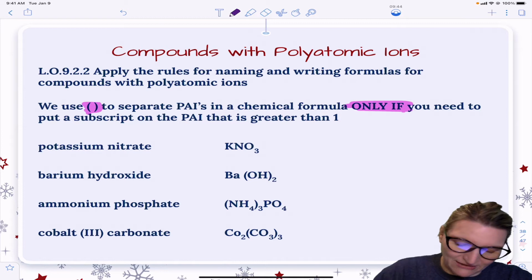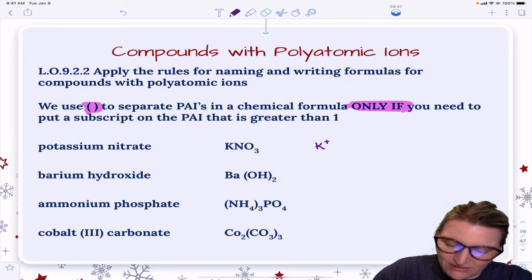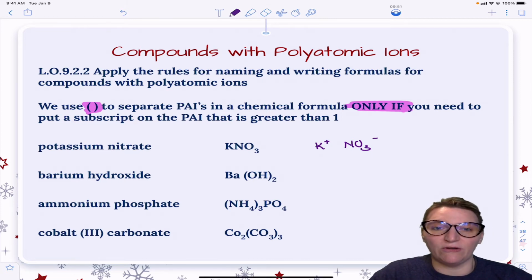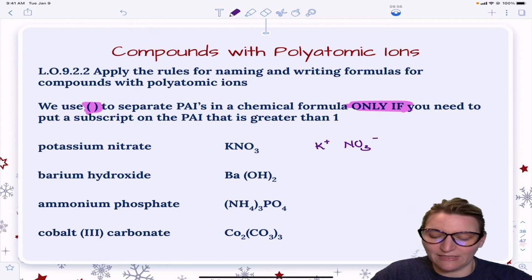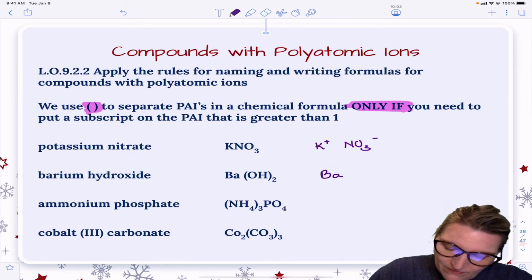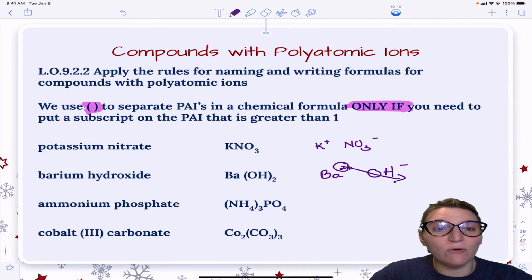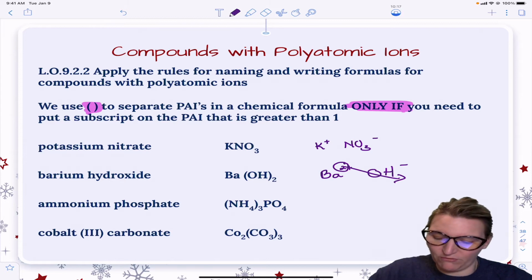So for example, potassium nitrate, right? Potassium is a +1 ion. Nitrate, you need to have that sheet or look back in your notes, is a 1- ion. Because I only need one of each, when I crisscross, no parentheses. But barium, an alkaline earth metal, is 2+. Hydroxide is 1-. So when I crisscross the charges, I'm going to need to put a 2 on hydroxide, which is a polyatomic ion. So I need to put parentheses.